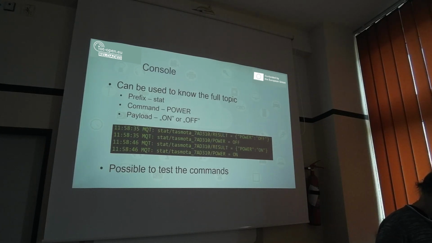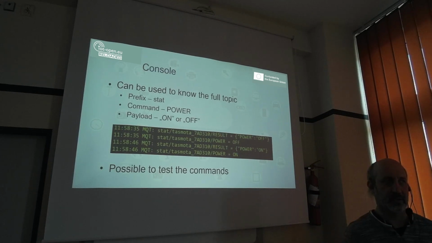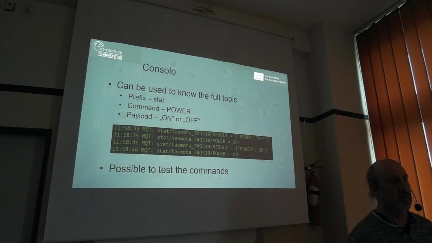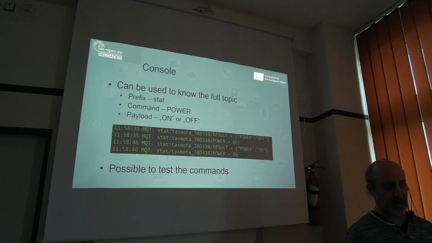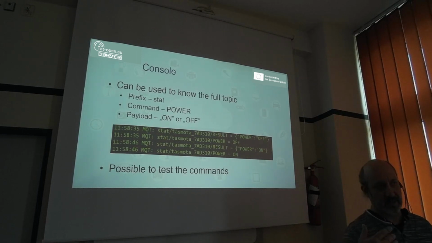And notice that here we have also the prefix, this is stat, the command, this is power, and the payload, on or off, and here we have the power and we have the result. So this is how we can get the information about the topics that we need to use in our MQTT topic system. It is also possible here to test commands, because this is a console, it not just gives us the information, but we can also write something and send the message to the Tasmota device and influence its behavior.